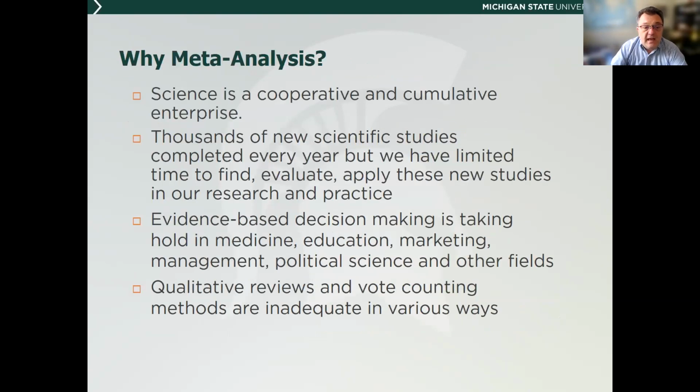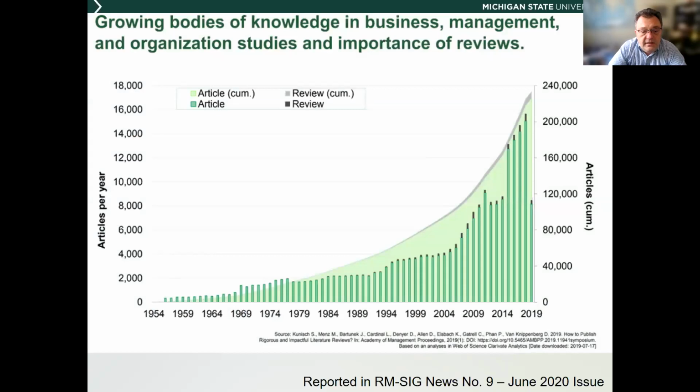So science is a cooperative and cumulative enterprise. Thousands of new scientific studies are completed every year, and there are certain qualitative limitations of qualitative reviews and vote counting methods that would push us in this direction. Why meta-analysis? Why do we do meta-analysis? This is basically from a paper published in 2020, and it just shows us how many more meta-analyses are coming.